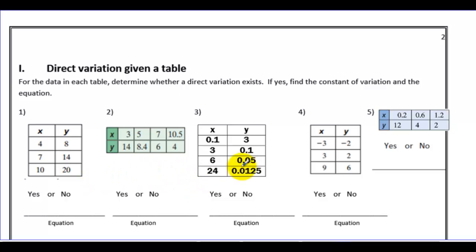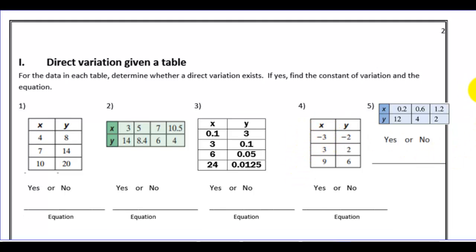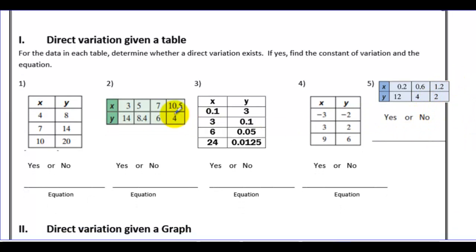Alright, next, given a table, how do we know if we have a direct variation? Let's also try to find the constant of variation. So we have here 5 questions, and I'll solve 1 and 3. We know that a direct variation is y equals kx, and the constant of variation is k equals y divided by x. So what you need to do here is just divide your y by x for each ordered pair. And if we have the same k, then it will be a direct variation.